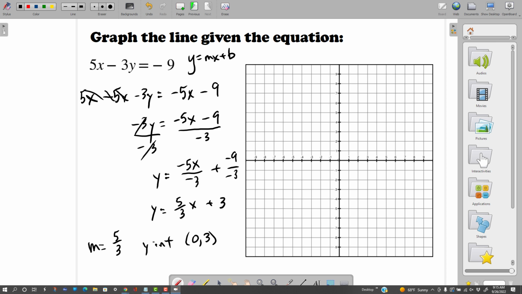So plot the point 0, 3. Then from here I go up 5, 1, 2, 3, 4, 5, forward 3, 1, 2, 3. I get that as my point. Plot the line through there, and I get that.